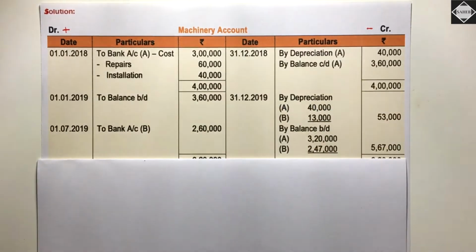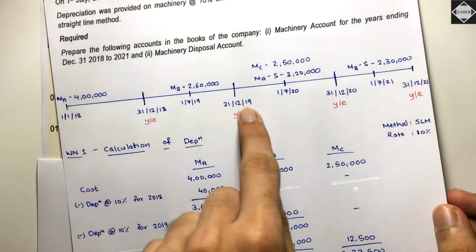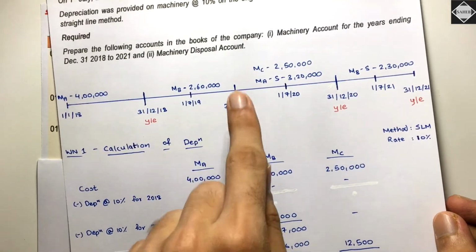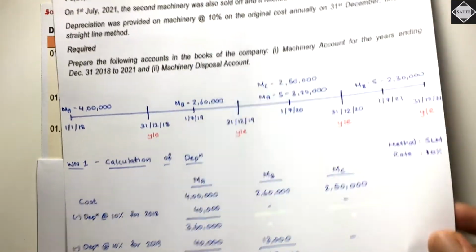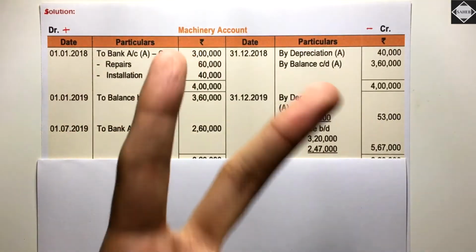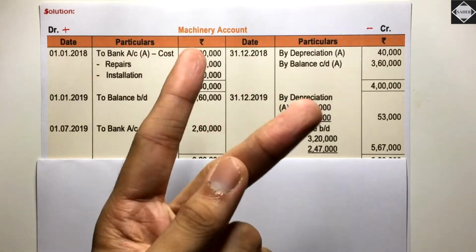And then nothing else happened in this year. Come to the year end, right? See the timeline. Keep on looking at the timeline, right? You are on 31st December 2019, so you have to charge the depreciation. So you have to charge the depreciation on two machines, machine A and machine B.